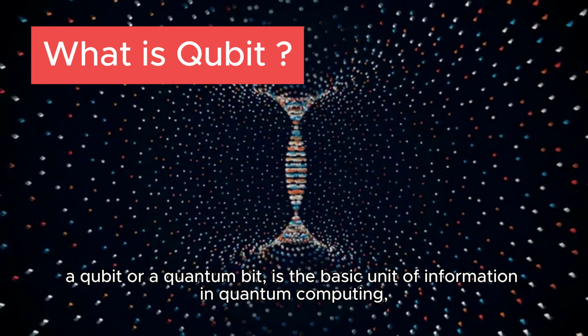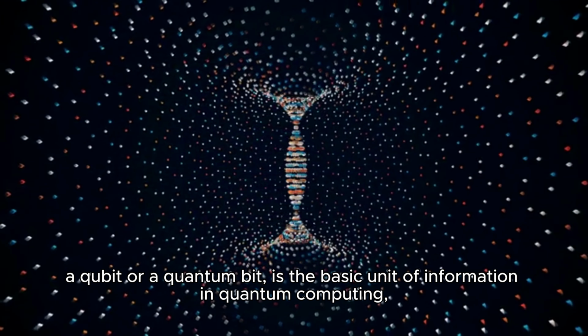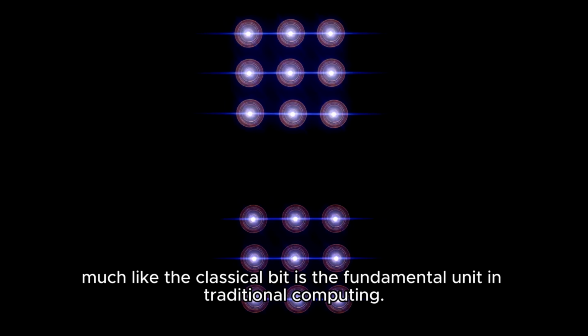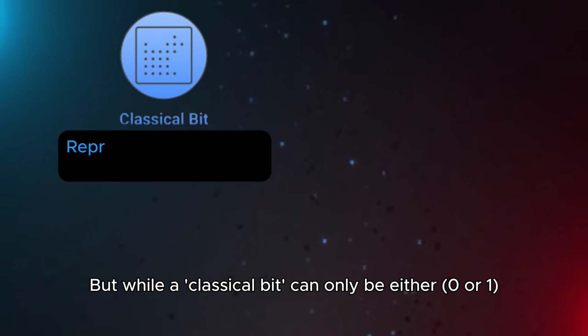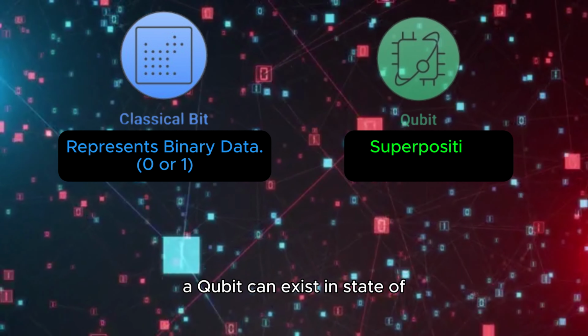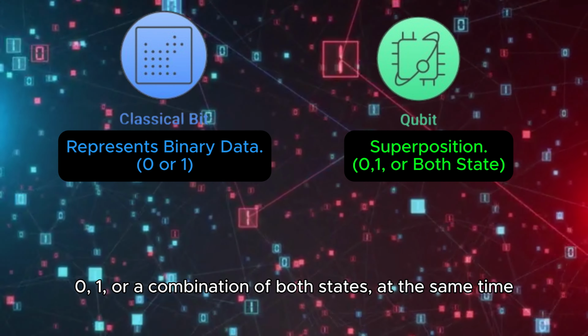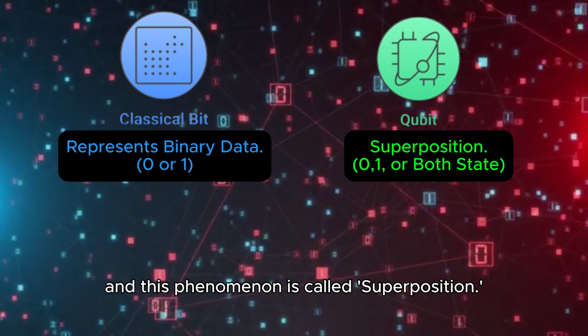At its simplest, a qubit, or a quantum bit, is the basic unit of information in quantum computing, much like the classical bit is the fundamental unit in traditional computing. But while a classical bit can only be either a 0 or a 1, a qubit can exist in a state of 0, 1, or a combination of both states at the same time, and this phenomenon is called superposition.